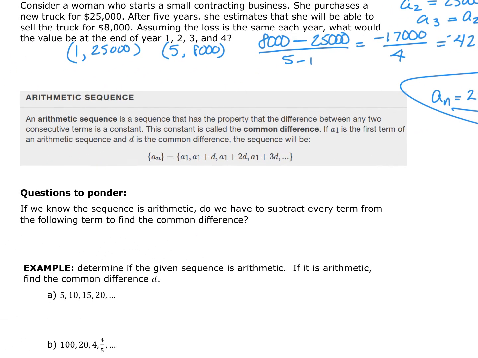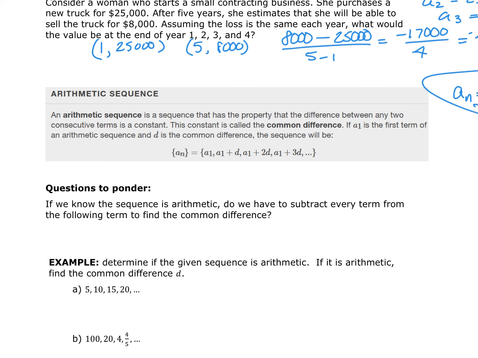So when we are looking at an arithmetic sequence, the first thing we want to do is figure out what the difference is. It's called a common difference. Now, notice how it is written. It is written as A sub 1, and then A sub 1 plus the difference, and then A sub 1 plus 2 times the difference, then A sub 1 plus 3 times the difference.